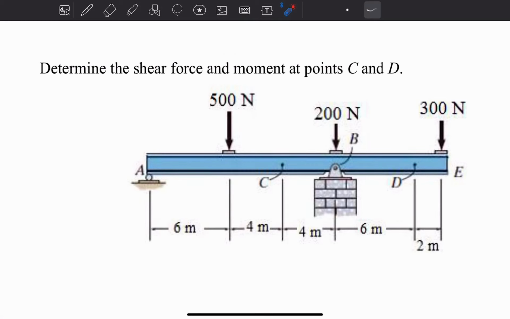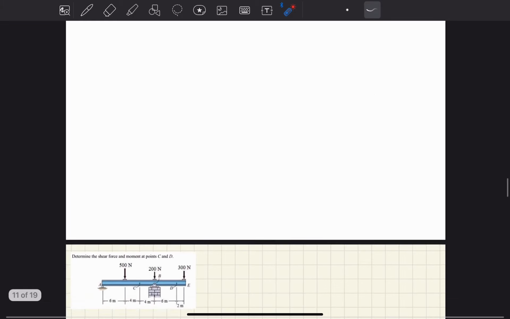Welcome to the sixth example in review of statics. The question reads, determine the shear force and moment at points C and D.